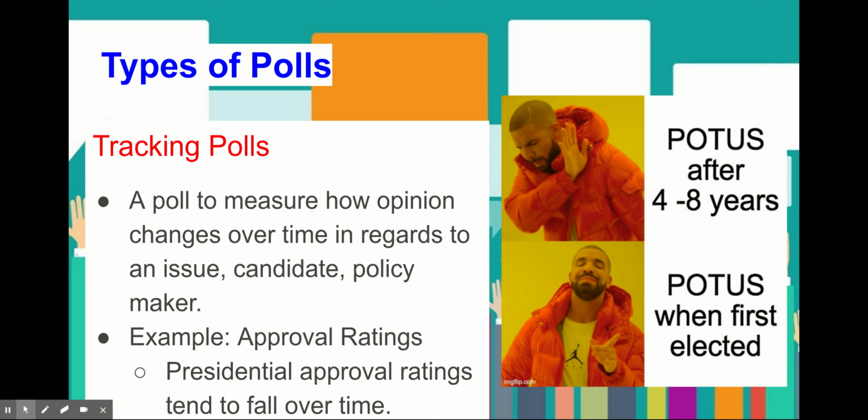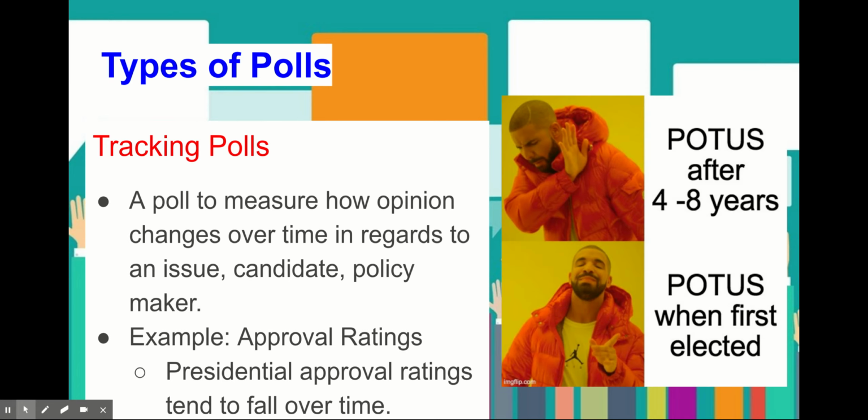And one of the first types of polls we're going to look at is the tracking poll. This is a poll to measure how opinion changes over time in regards to an issue, candidate, or policymaker. So this is a way for us to see how people's opinions change over time.